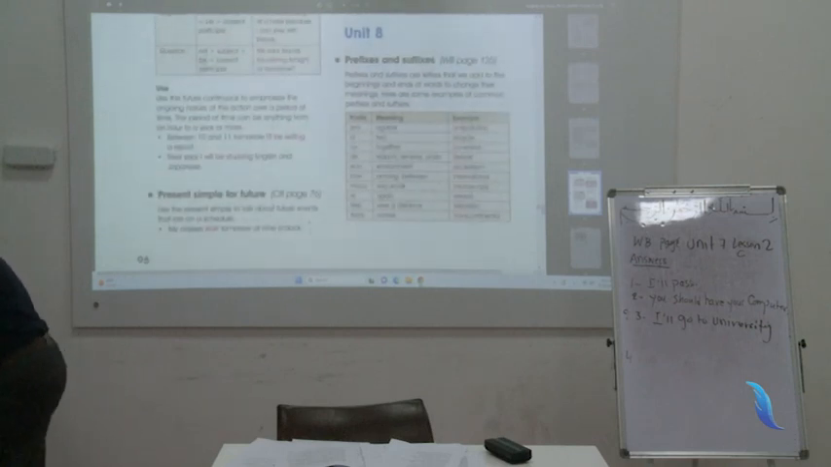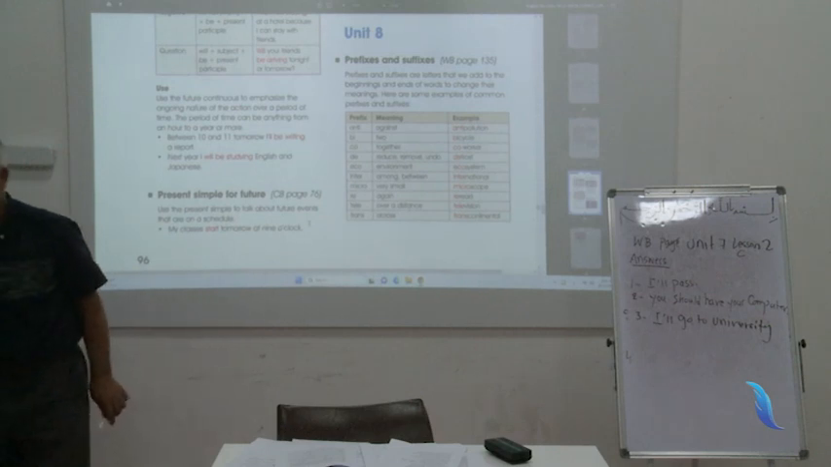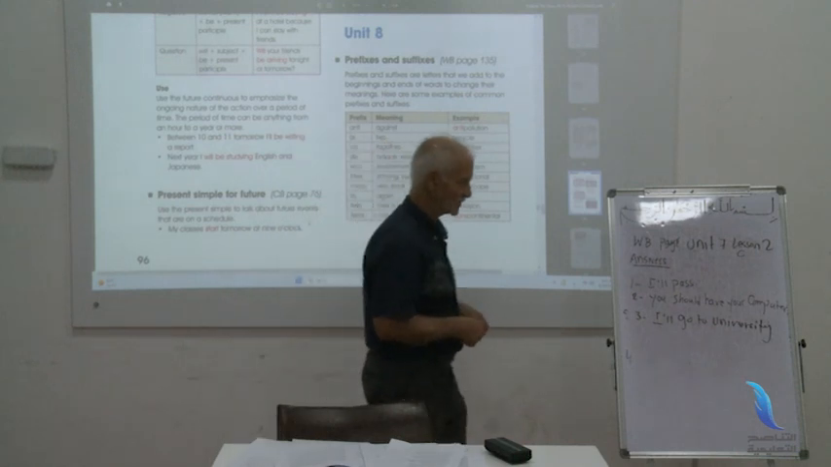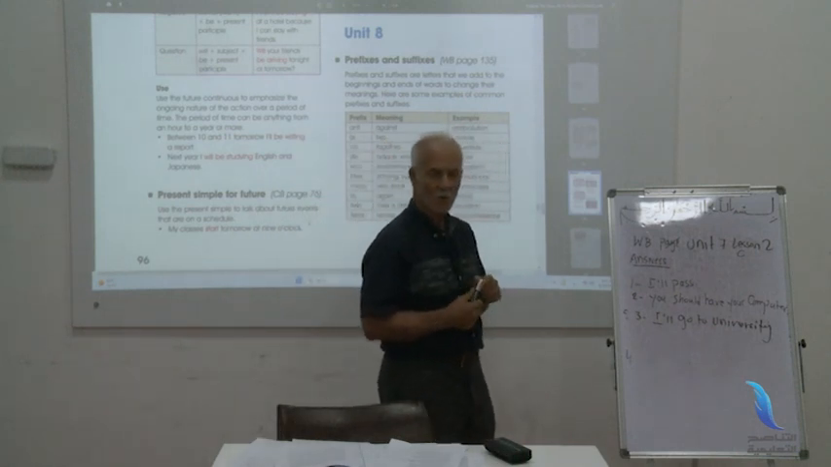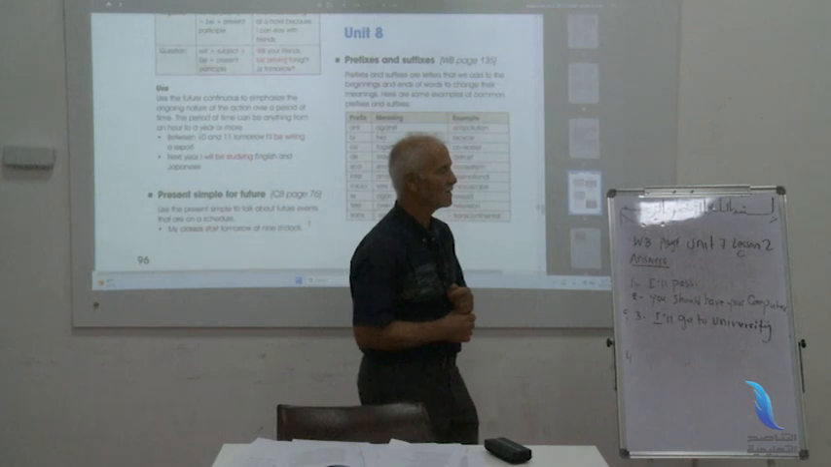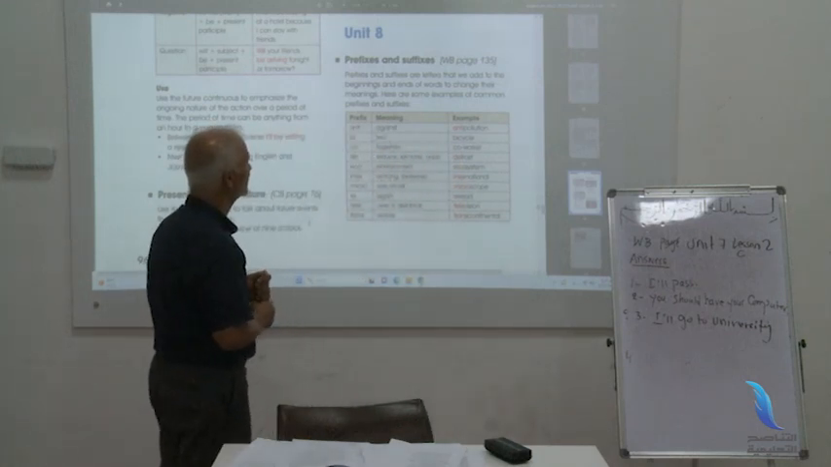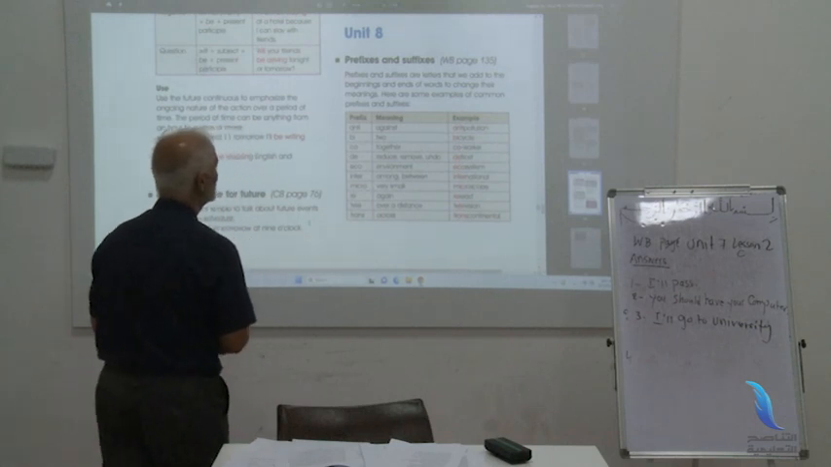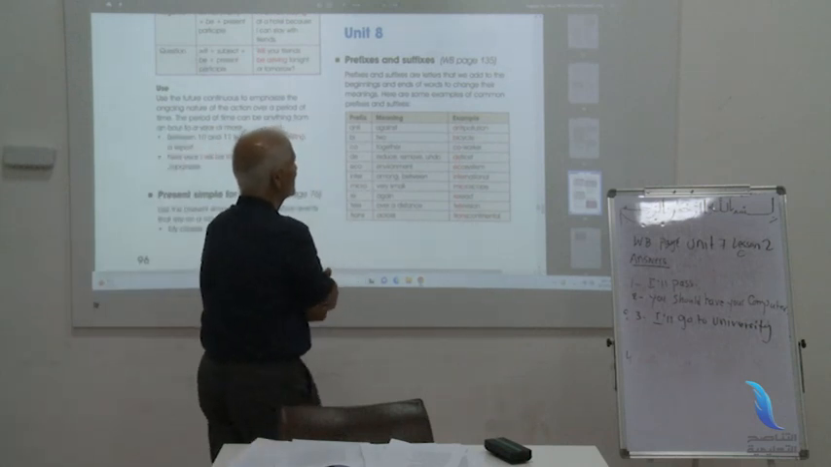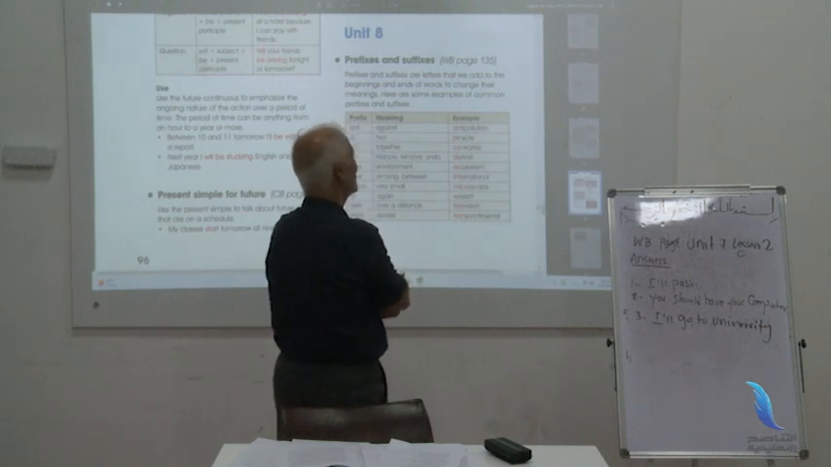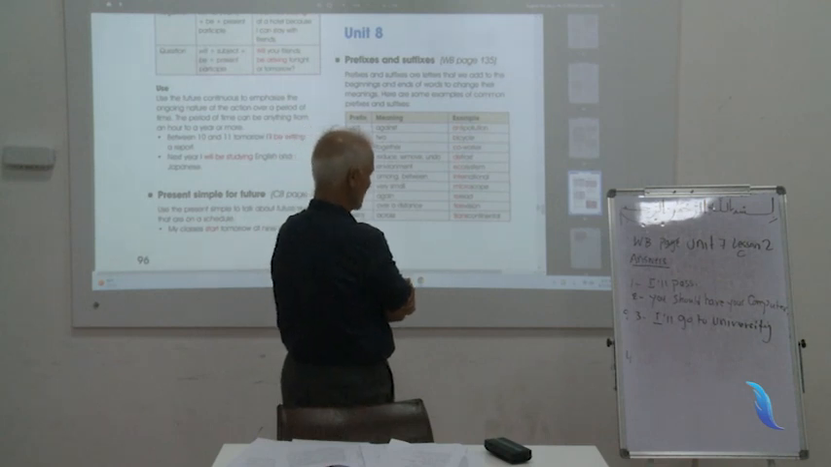The last unit is number 8, where prefixes and suffixes are introduced. We know prefix is the starting of a word. What do we use prefixes for? Prefixes and suffixes are letters that we add to the beginnings and ends of words.